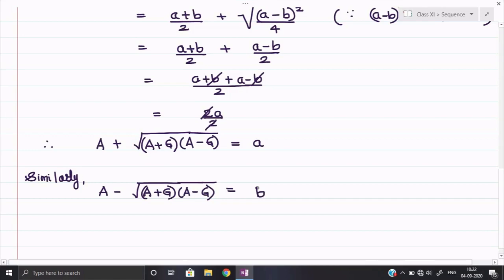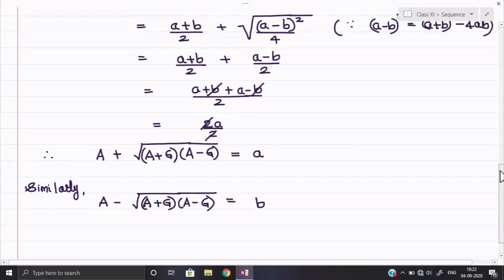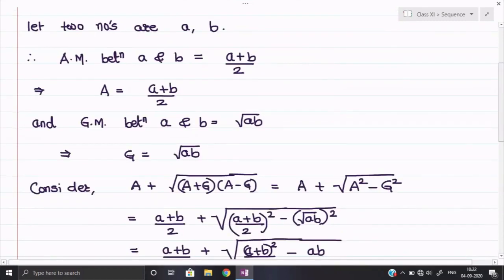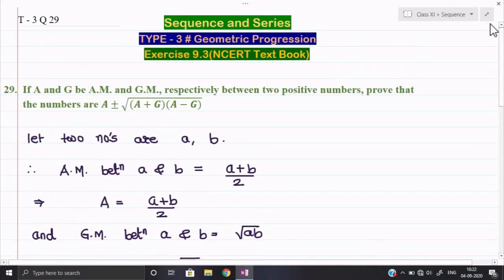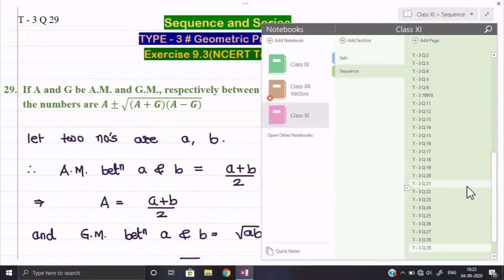Okay, so observe, we got value of small a and small b as a plus or a minus under root of a plus g into a minus g, and that was only required to be proved in the question. So we have completed this question also. Now let us see the next question. Question number 30.